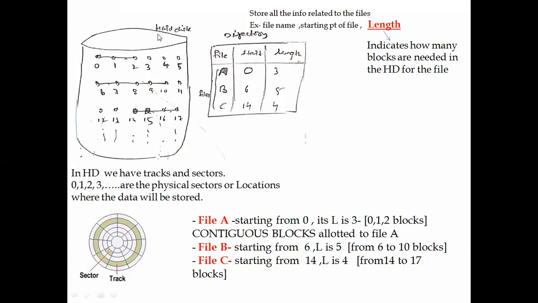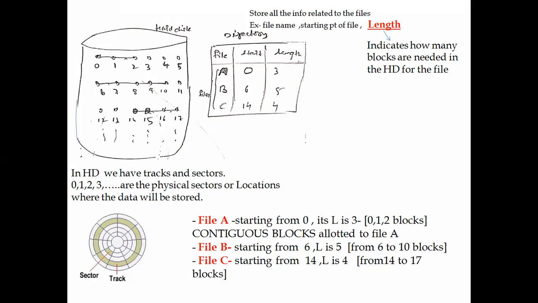Here we have a hard disk, and this is nothing but a directory, where we have the information to be stored with respect to the file name. For example, A, B, C are different files. We also store the starting point of the file as well as the length of the file. So this directory is storing all the information related to the files.